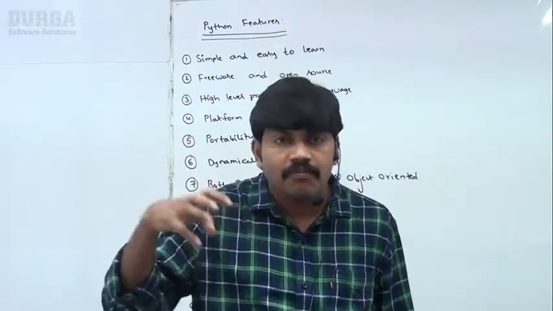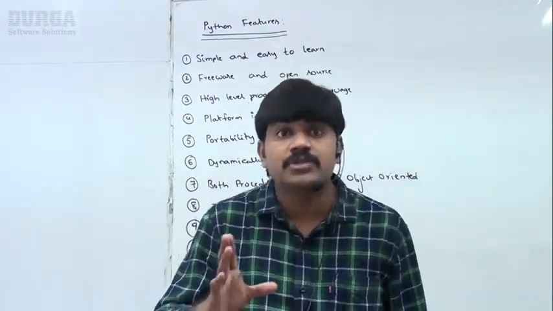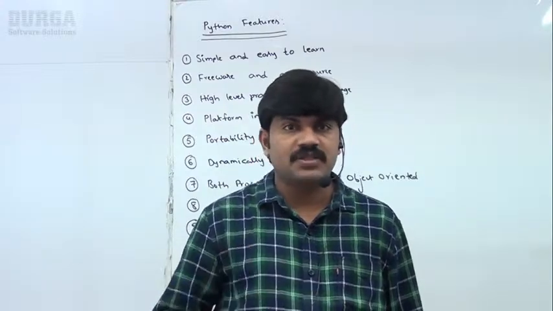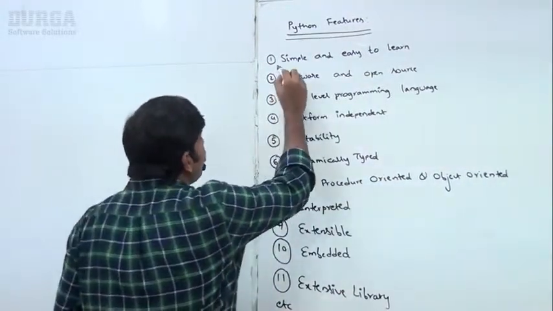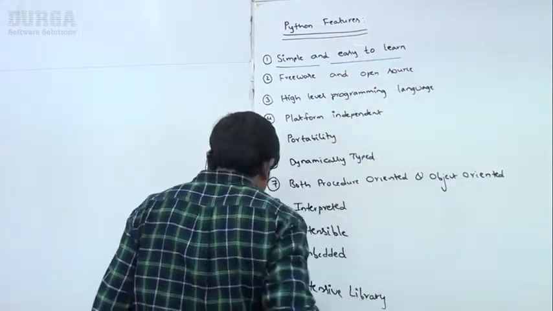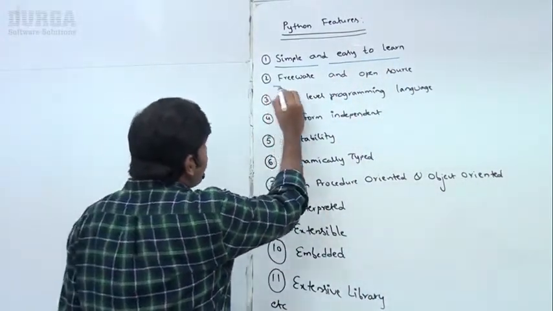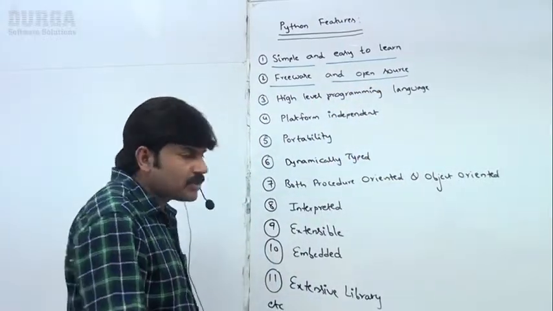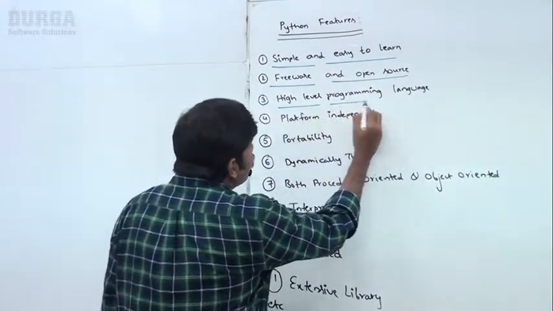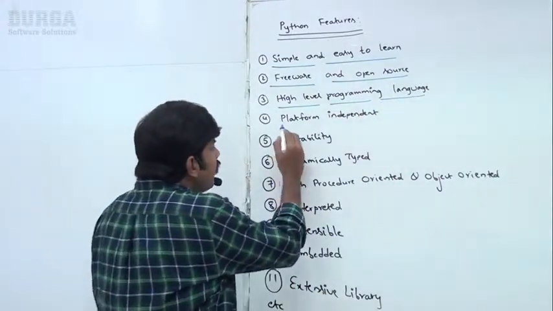Sir, now I will just list out some important features. We are going to perform a post-mortem on these features. Have a look once, sir. What is the first one? Simple and easy to learn. Next, freeware and open source. Next, high level programming language. It is a high level programming language.